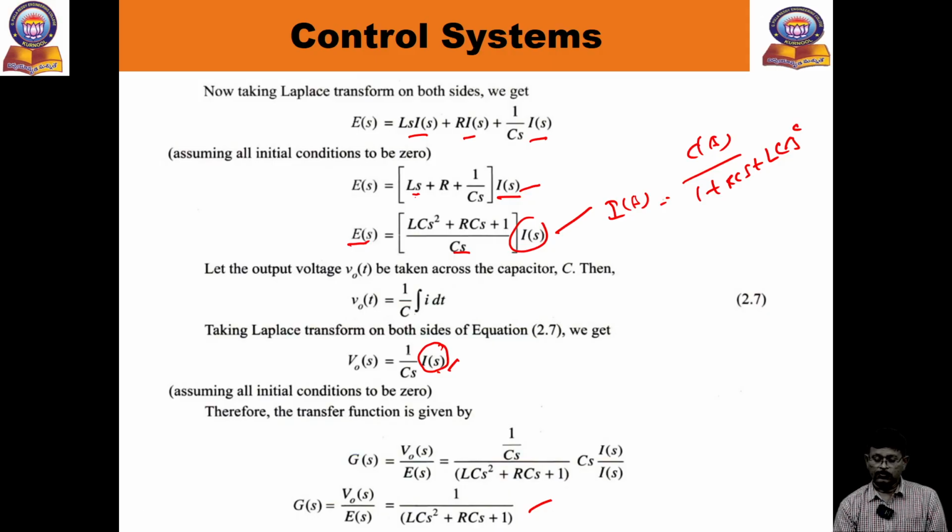So the CS and CS will cancel, so automatically the I of S cancels. So we will get 1 by LC S square plus RCS plus 1. Okay, so this is the simple transfer function equation for electrical systems, right?